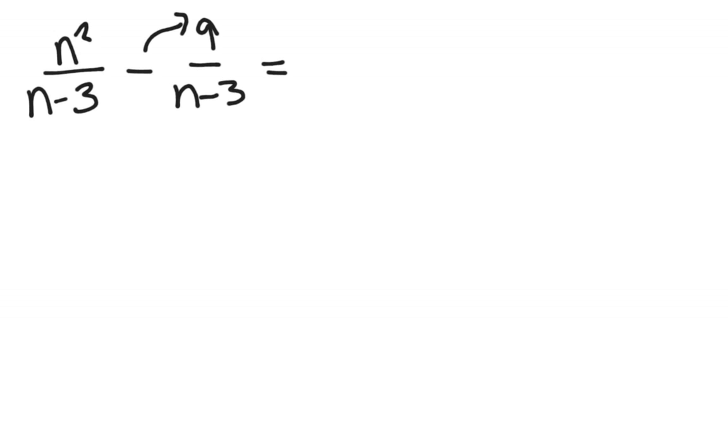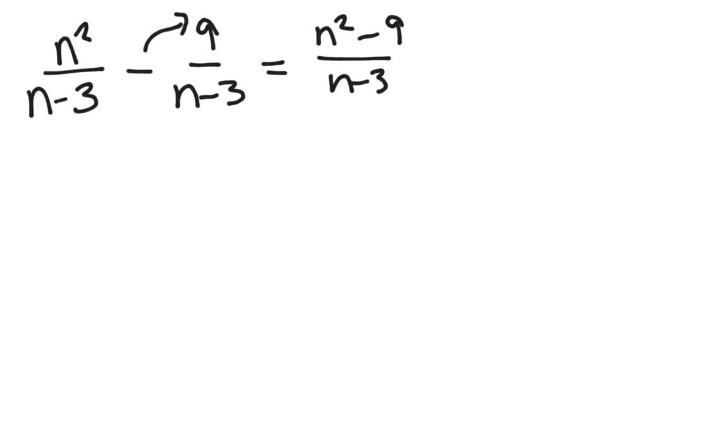For example, if I have n squared over n minus 3 minus 9 over n minus 3, I have common denominators. They both have n minus 3. Since it says to subtract, we take that negative to the 9, and we have n squared minus 9 over n minus 3, keeping my common denominator.